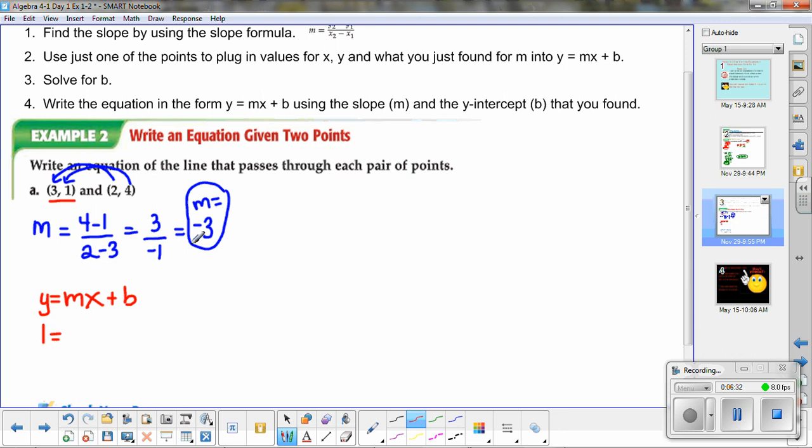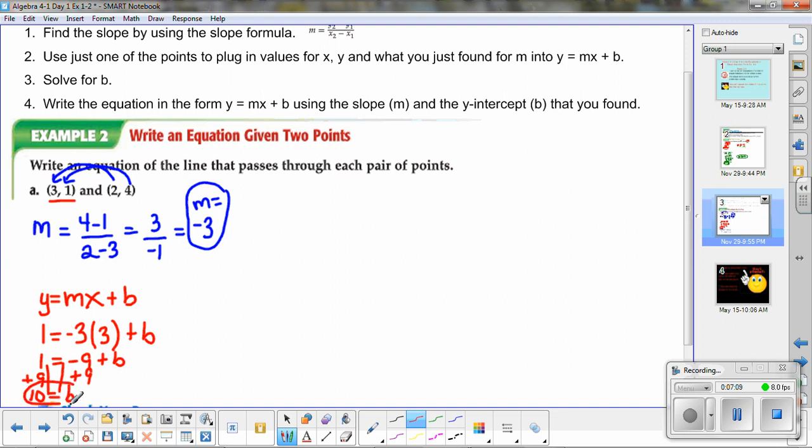And now in place of y, I'm going to put a 1. In place of m, I'm going to put negative 3. In place of x, I'm going to put positive 3. And then b is what we don't know, so we're going to leave that as a b. Simplify this. Negative 3 times 3 is negative 9. Now to solve for b, we would want to add 9 to both sides to get rid of that negative 9. And we end up with b equaling 10.